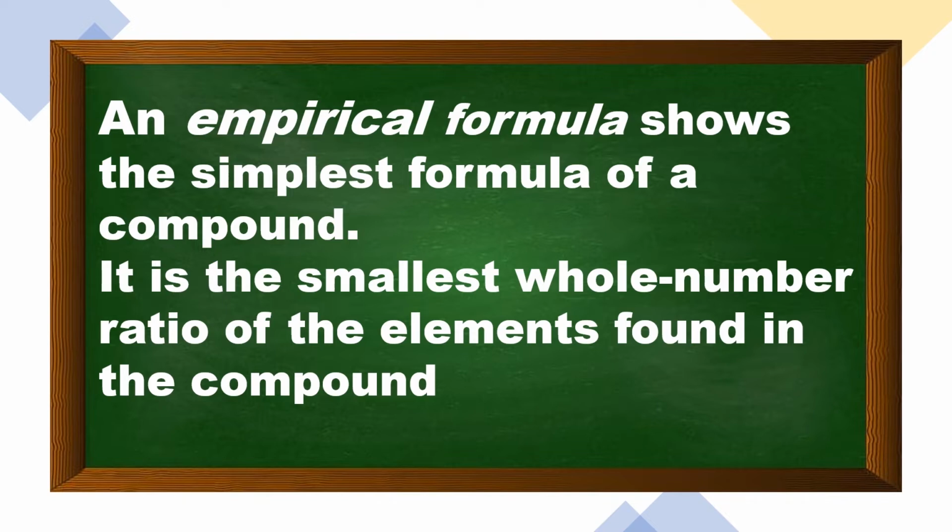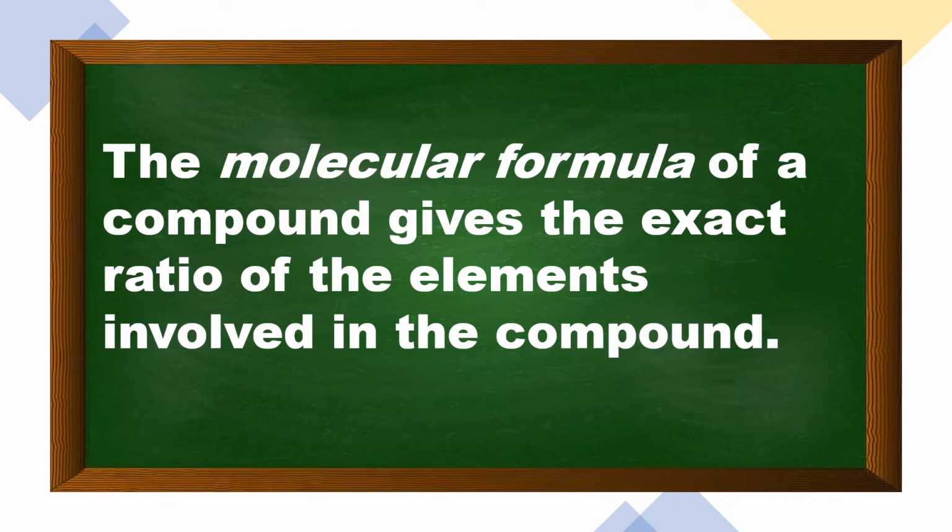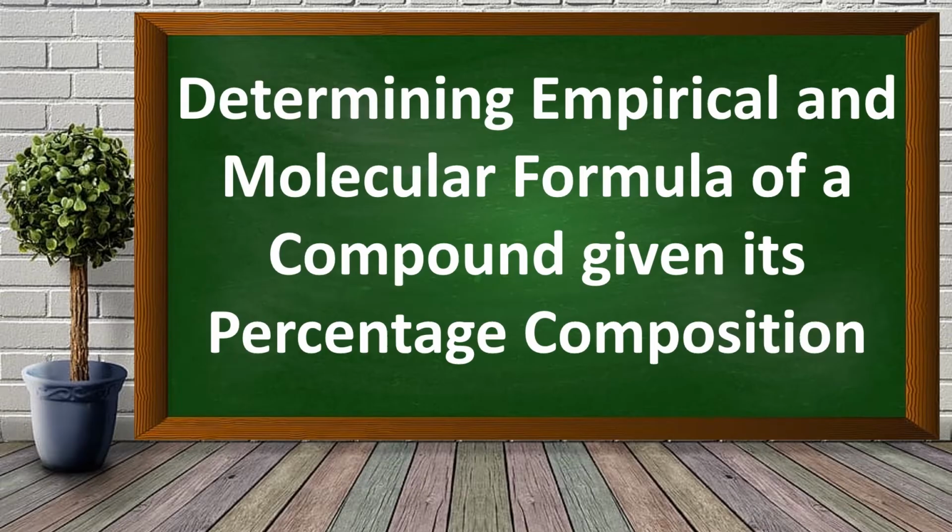An empirical formula shows the simplest formula of a compound. It is also the smallest whole number ratio of the elements found in the compound. While the molecular formula gives the exact ratio of the elements involved in the compound. Now, let's determine how empirical and molecular formula of a compound can be calculated given its percentage composition.